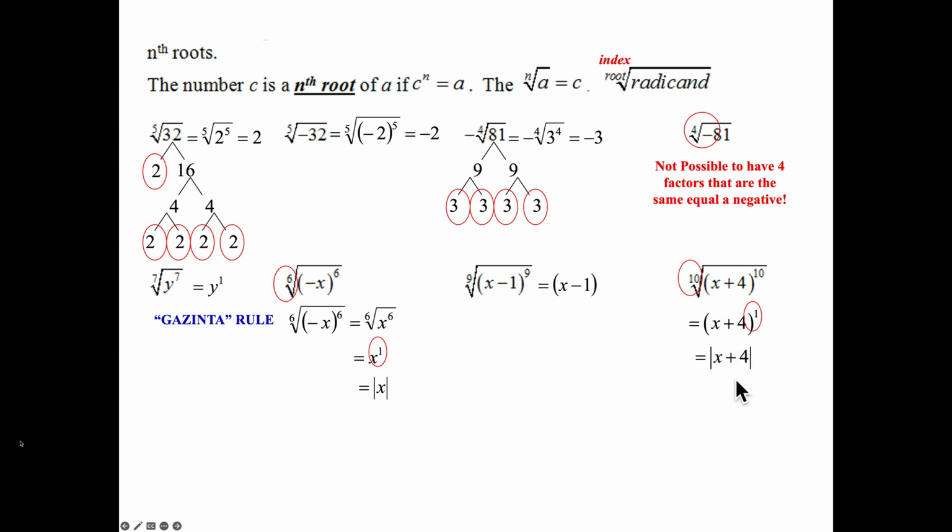Now, please don't think you can do the following. Don't think you can say, well, I'll just put absolute value bars around anything or everything. If you do that, guaranteed it will be wrong.